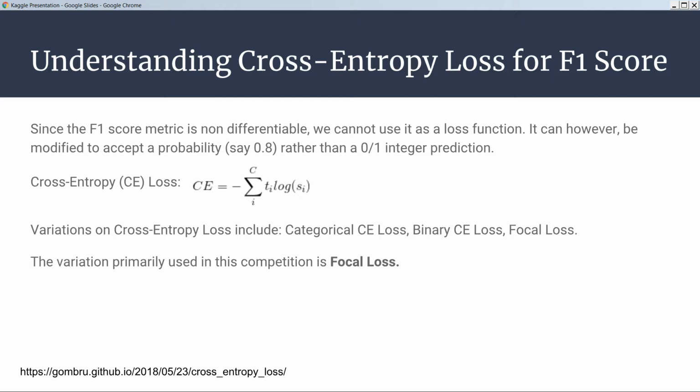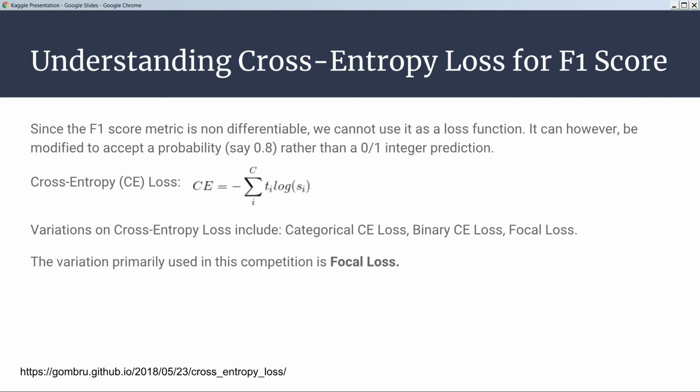And there are a few different types of cross-entropy loss. The three I'm going to talk about now are categorical cross-entropy loss, binary cross-entropy loss, and focal loss. Mainly in this competition, people used focal loss, and I'll explain a little bit about why they decided to just use focal loss.